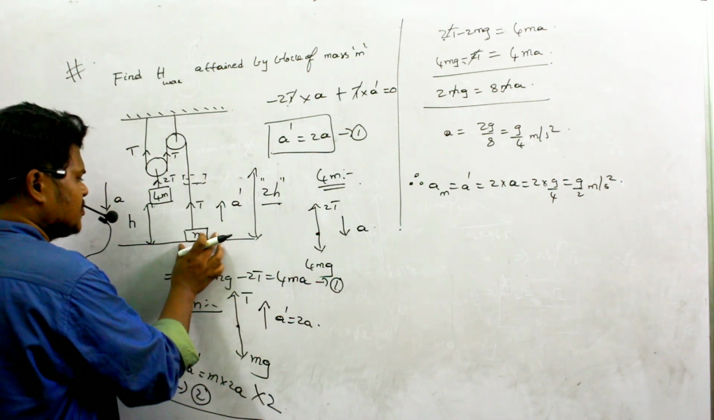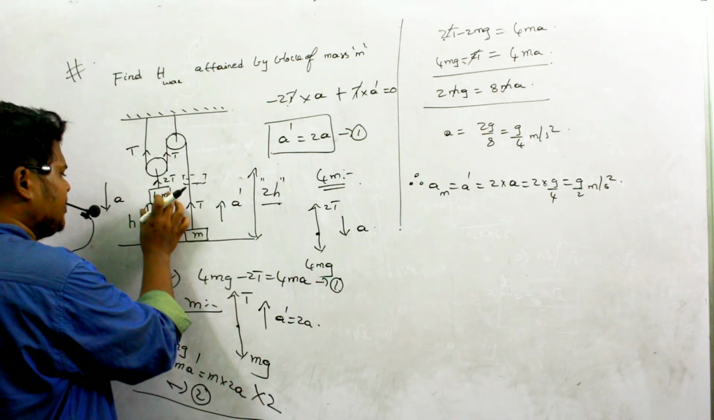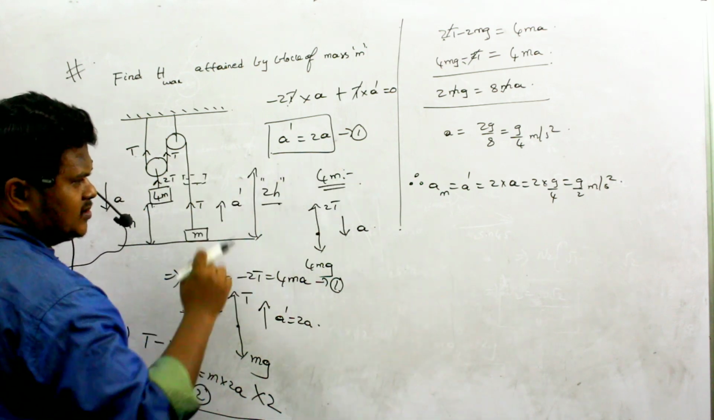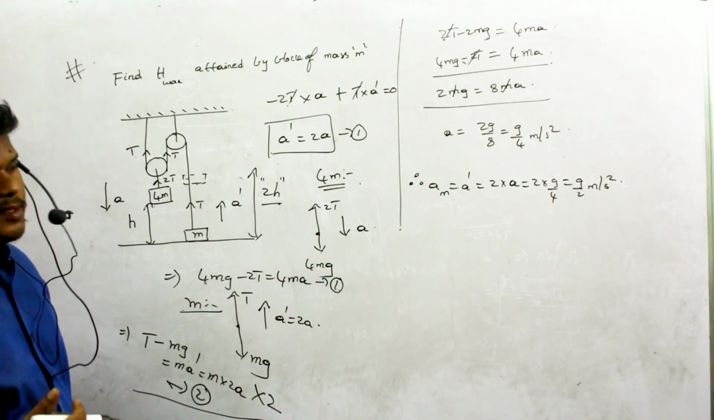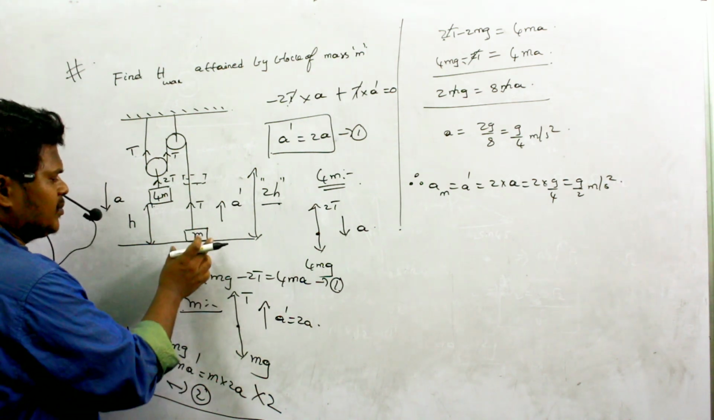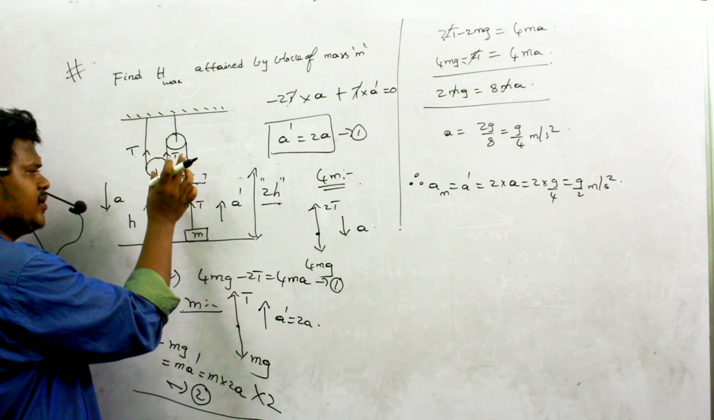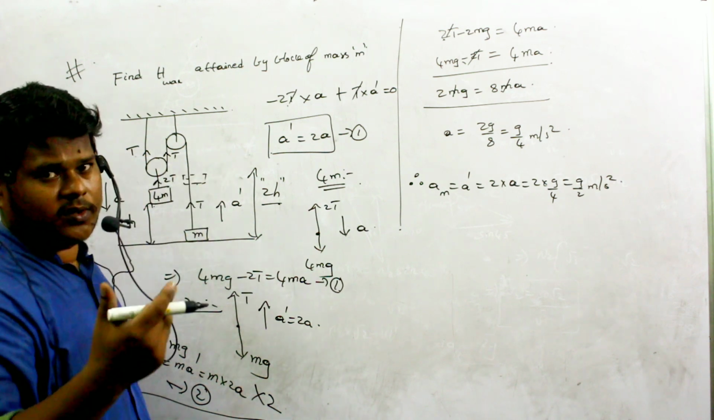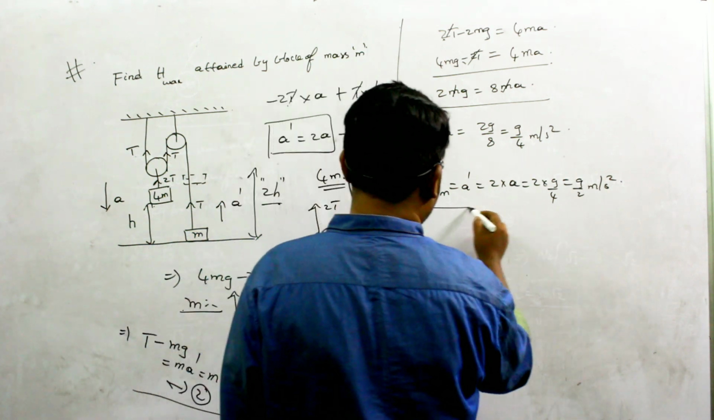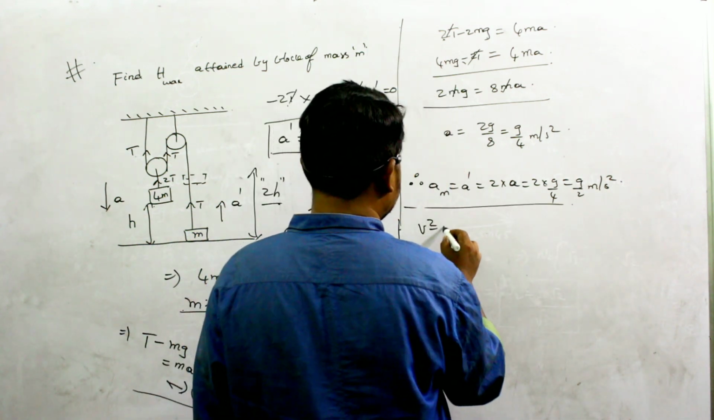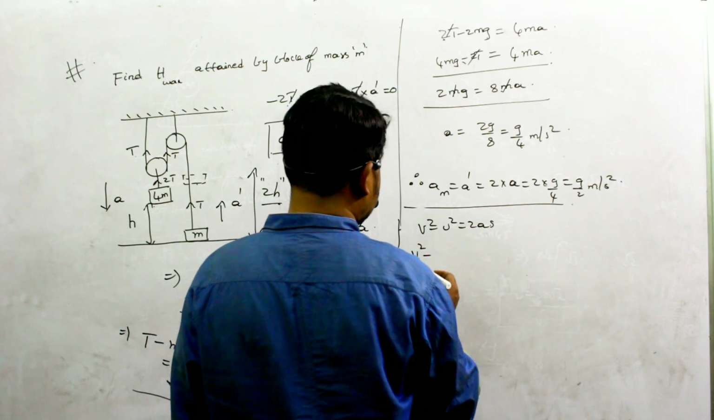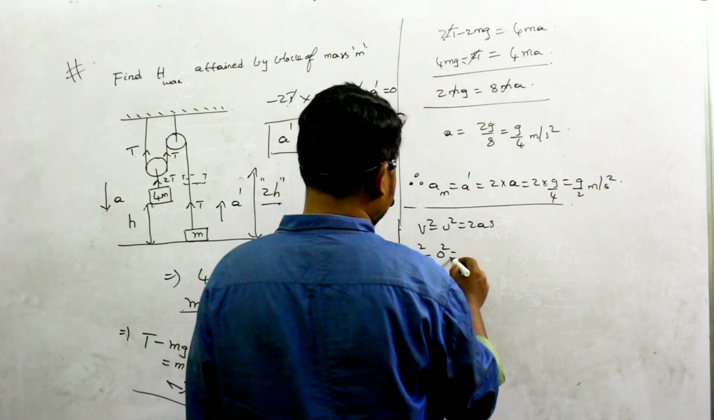So therefore this body, by the time it touches h, will move by a height of 2h with an acceleration of g by 2 meters per second square, and I will consider its initial velocity to be 0. Then by the time it reaches a height of 2h, we will try to find out what velocity it is having. So how can I calculate that? I can calculate that by using v square minus u square is equals to 2as. Final velocity square, initial velocity is 0.